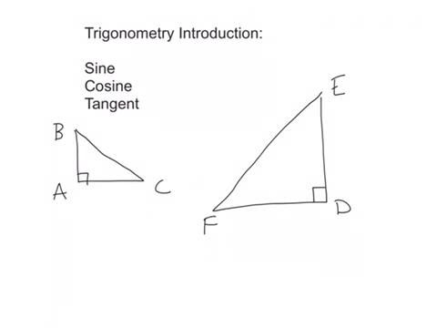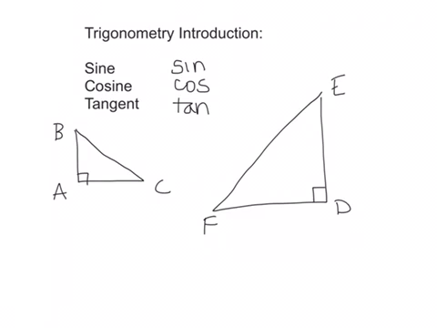So when we have our three trig functions, we write them in shorthand as sine, don't call it sin, cosine, and tangent. And these three are going to be the ones that we're going to use the most often. So let's go ahead and break it down.